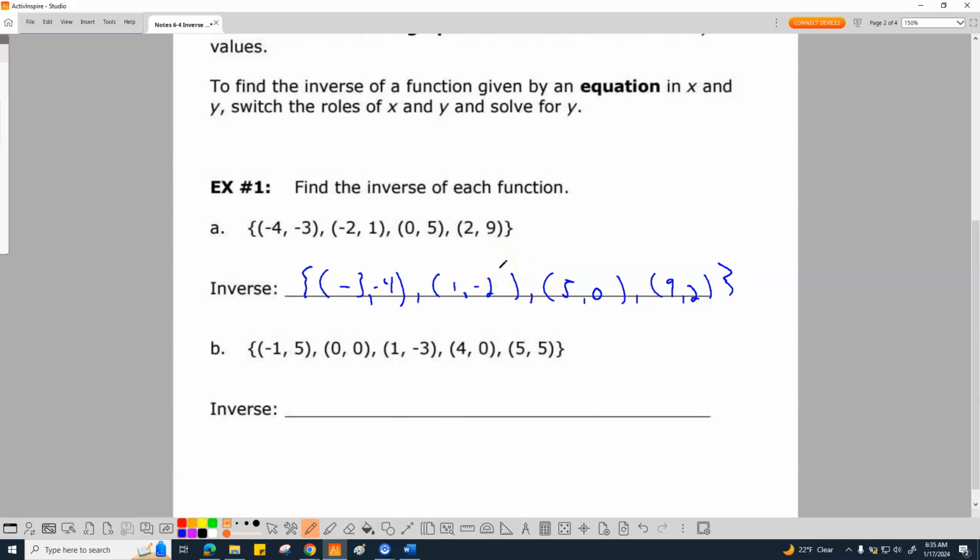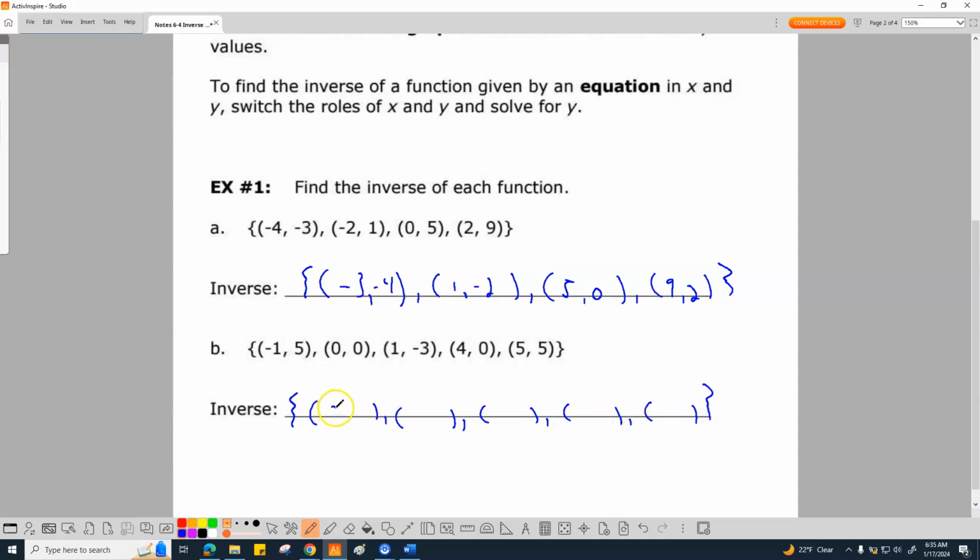So for B, I'm going to go ahead and do the inverse of this one as well too. So I'm going to draw that terrible skeleton. How many do we have? 1, 2, 3, 4, 5 points this time. So I'll get 5 on this line. That's 2, 3, 4, and 5.